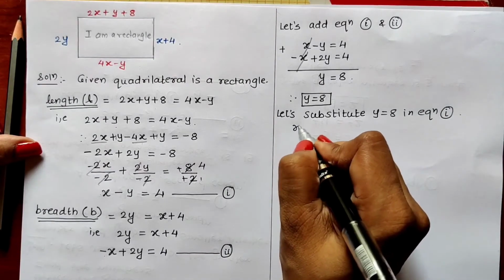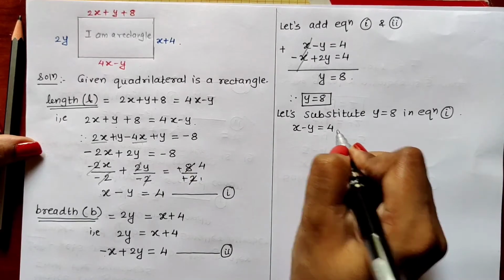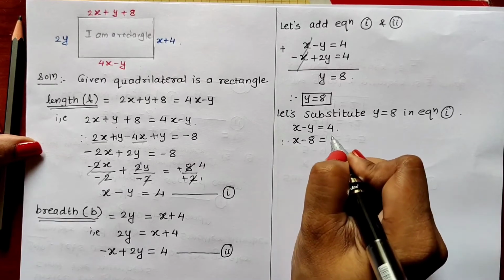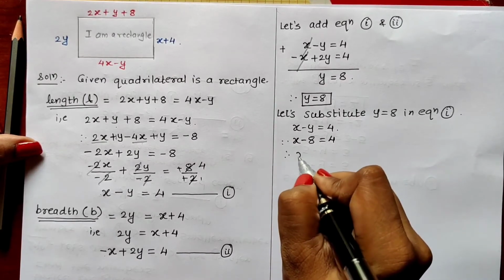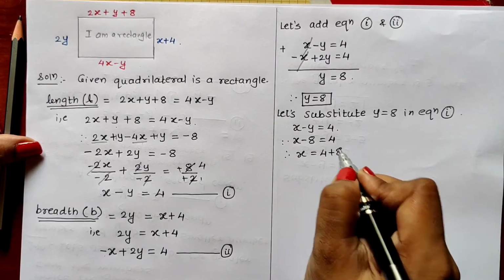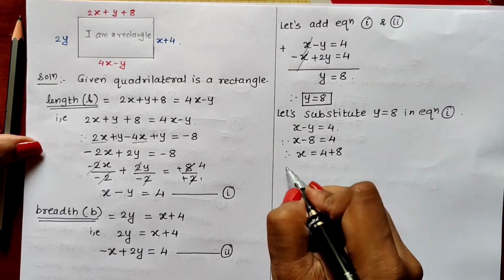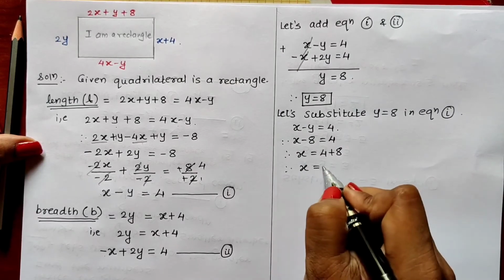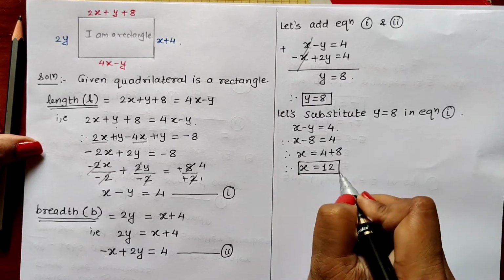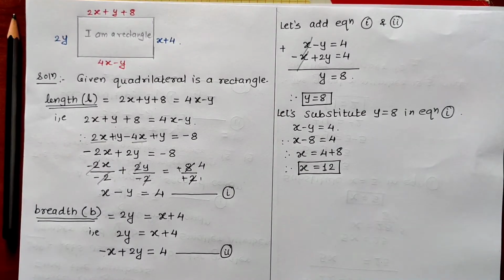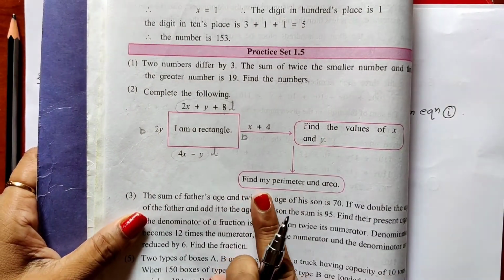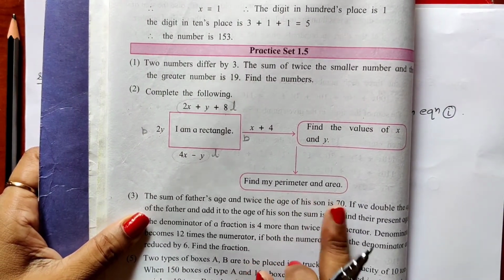So equation 1 is x minus y is equal to 4, and therefore x minus 8 is equal to 4. Therefore x is equal to 4. This minus 8 bring on this side, plus 8. 4 plus 8. And therefore x is equal to 12. So in this way we have got the values of x and y. So first part we have solved. We have to find the perimeter and area.